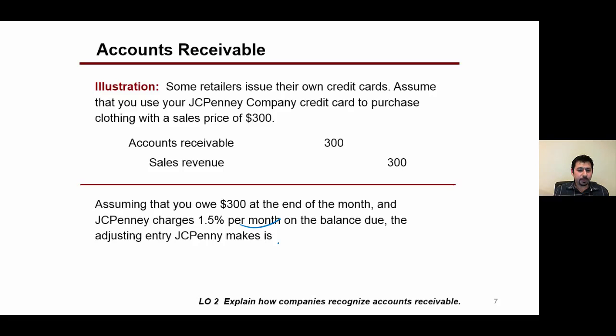At this point, if you still owe the money, that means you haven't paid JCPenney yet, but JCPenney has earned 1.5% of that amount in interest. As a result, they need to recognize that. So at that point, they will debit accounts receivable 1.5% times 300, which is $4.50. So this is 1.5% multiplied by 300, and they will credit interest revenue. What the company did now, they have recognized the interest that they have earned from the unpaid balance of $300.